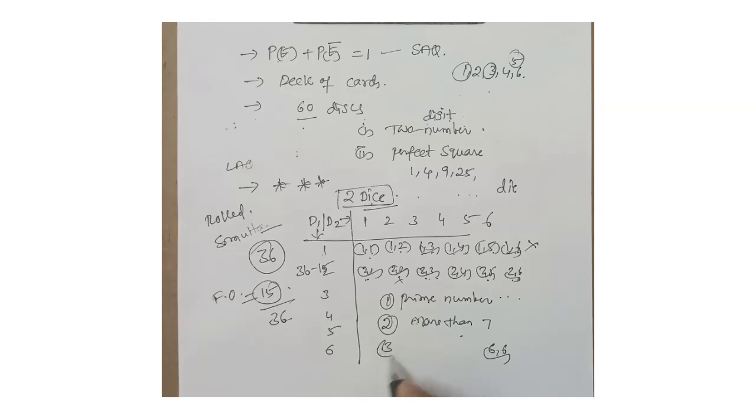And there is a possibility of multiple of 5, asking like this: the sum is a multiple of 5. In this way we may get the question.